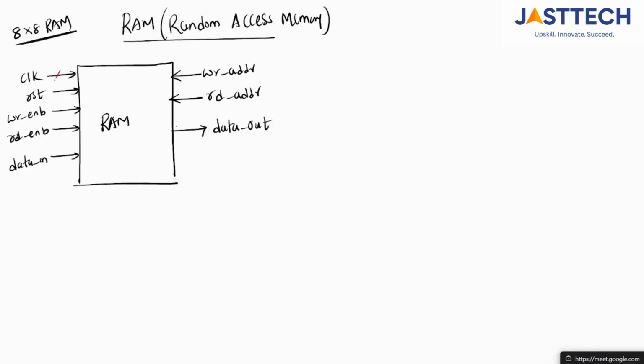This is 1 bit only. Reset is 1 bit. Write enable and read enable are also 1 bit only. Data underscore in is 8 bit. Okay, 8 bit. And write address. So write address means what?